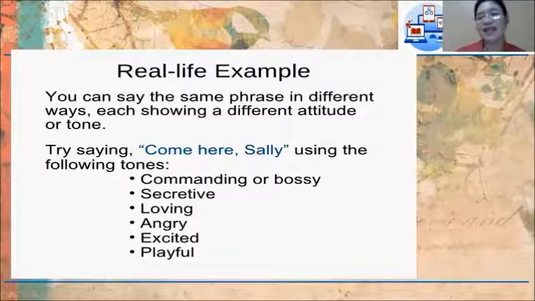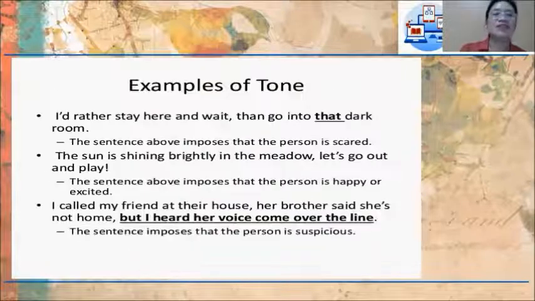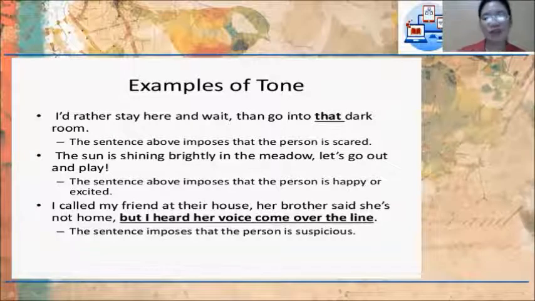And then excited. How do you say "come here, Sally" in an excited tone? "Come here, Sally." Okay? So there is an element of excitement. And then playful. "Come here, Sally." Okay? So you can say the same phrase in different ways, showing a different tone. Now, how about these examples? Okay? Example of tones.